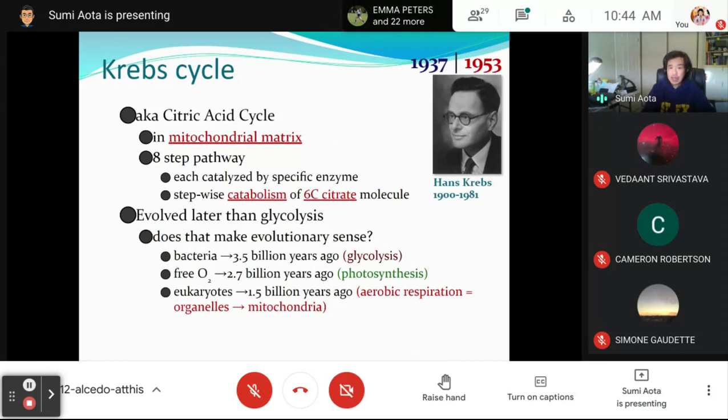It evolved later than glycolysis. Does that make evolutionary sense? Yes. Bacteria evolved about 3.5 billion years ago, which is when we have glycolysis. Free oxygen started increasing in our atmosphere with the evolution of photosynthesis, which is about 2.7 billion years ago. The origin of eukaryotes started about 1.5 billion years ago, which is when aerobic respiration came into being, with the production of organelles and mitochondria. So without mitochondria, you can't have Krebs. Therefore, it makes sense that this would have happened after glycolysis. Okay?